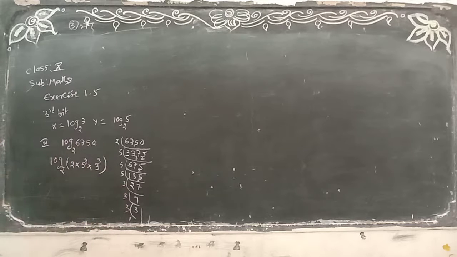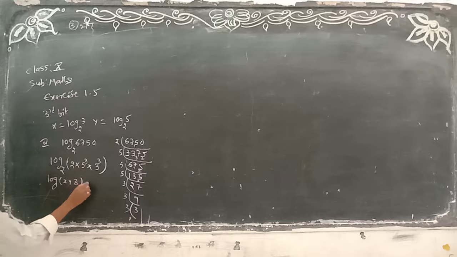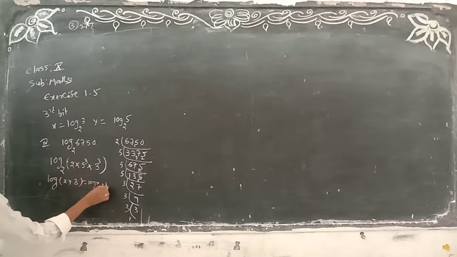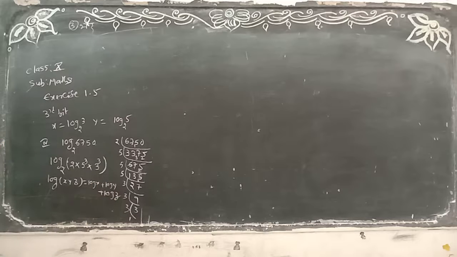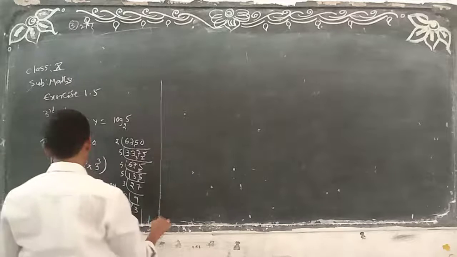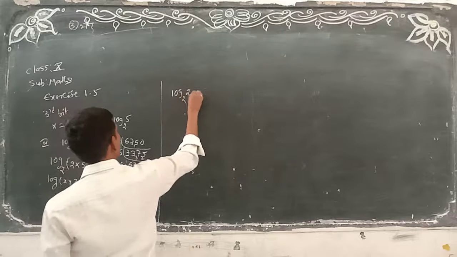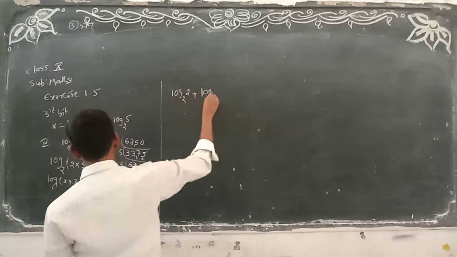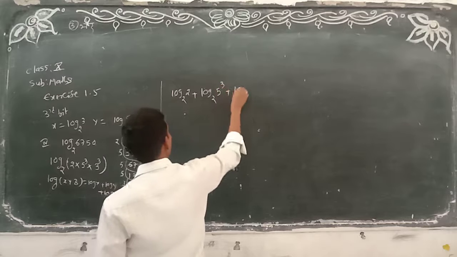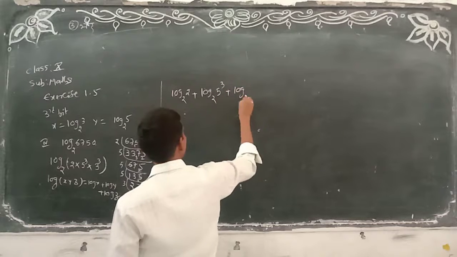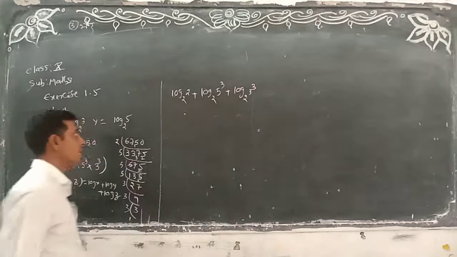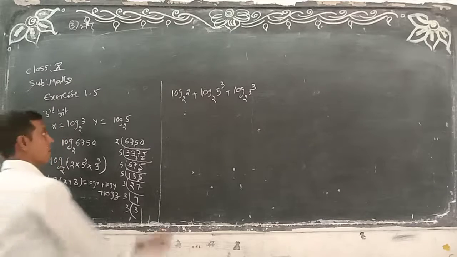Okay? Now we can apply the formula for log. I said this formula already: if we have three numbers also, we can write log x plus log y plus log z. Now apply the formula: log base 2 of 2 plus log base 2 of 5 cube plus log base 2 of 3 cube. Using the formulas, we will find out the answer here.